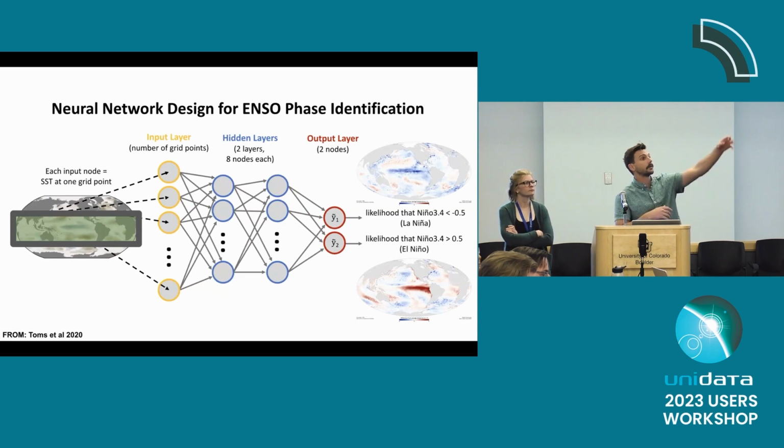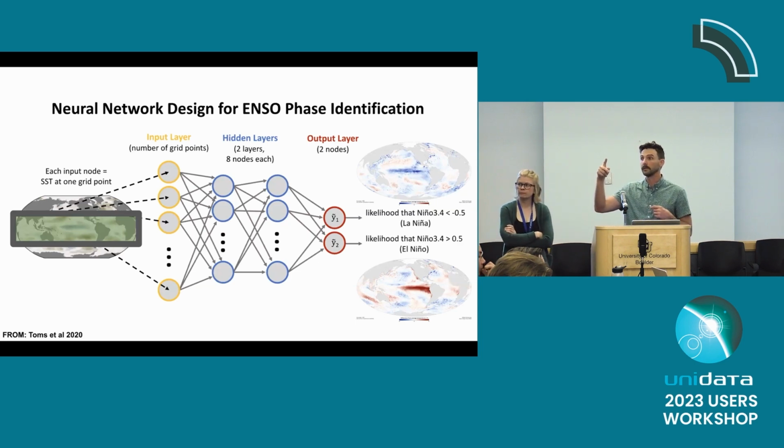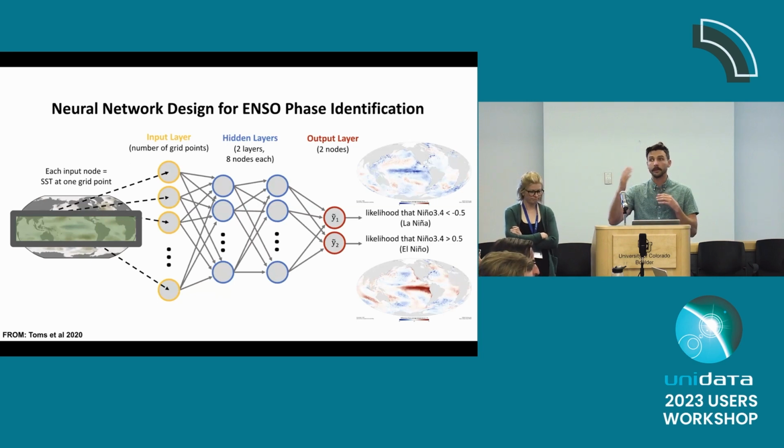And we flatten those out and push them through a couple of hidden layers with ReLU activation, so rectified linear unit activations. Then the output layer will be just 2 nodes, and it will be either this pattern is an El Nino or this pattern is a La Nina, and it will predict the probability of that. So we're going to use categorical cross entropy to predict the probability of either a La Nina state or an El Nino state.